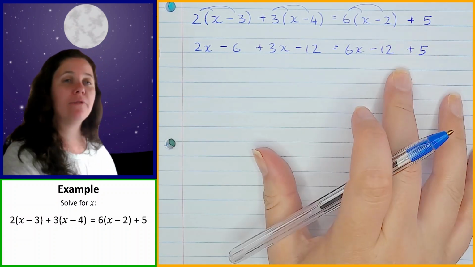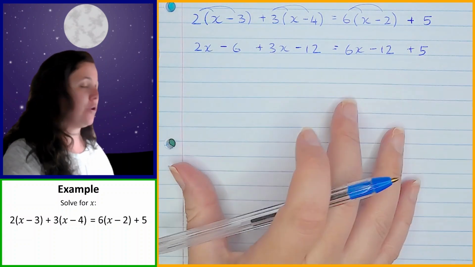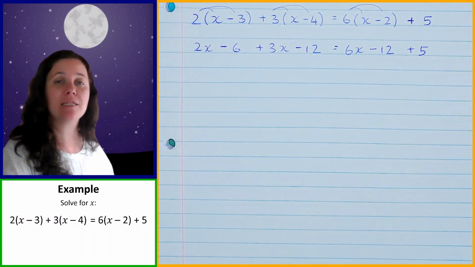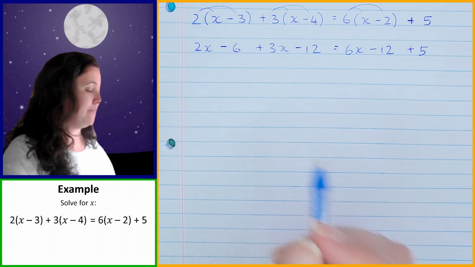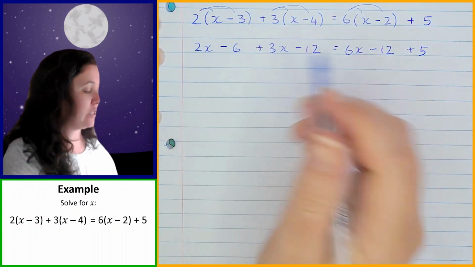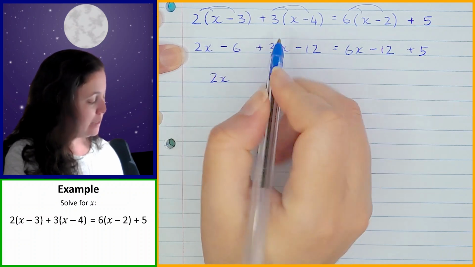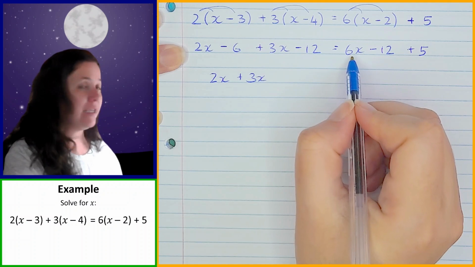Okay, so once I've got rid of all of the brackets by multiplying them out, I now need to go and rearrange my equation. So I'm going to move all the terms that have x to one side. We normally move the terms with x to the left and the constants to the right. It's not essential to do it that way, it just flows a little bit easier. So I'm going to move all the terms with the x to the left. So I'm going to keep the 2x over here. I'm going to keep the positive 3x over here. Then over here, I've got 6x.